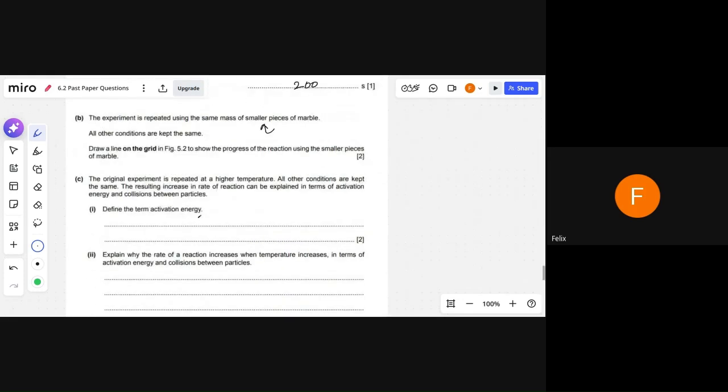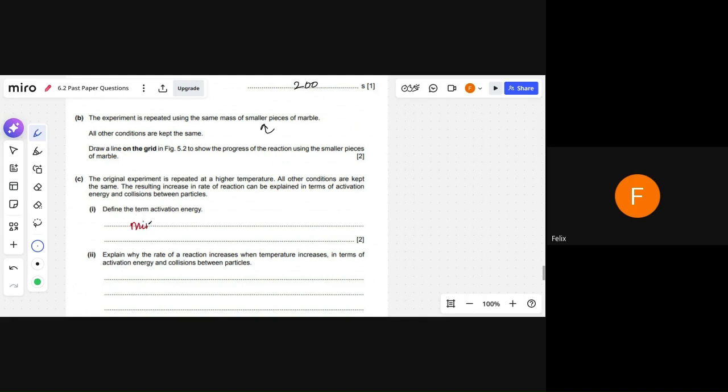So now the next question. Okay, you can pause it and read it yourself. Define the term activation energy. Yeah, so this is very simple. Again, the minimum energy that colliding particles must have to react, right? Or the minimum amount of energy, right?